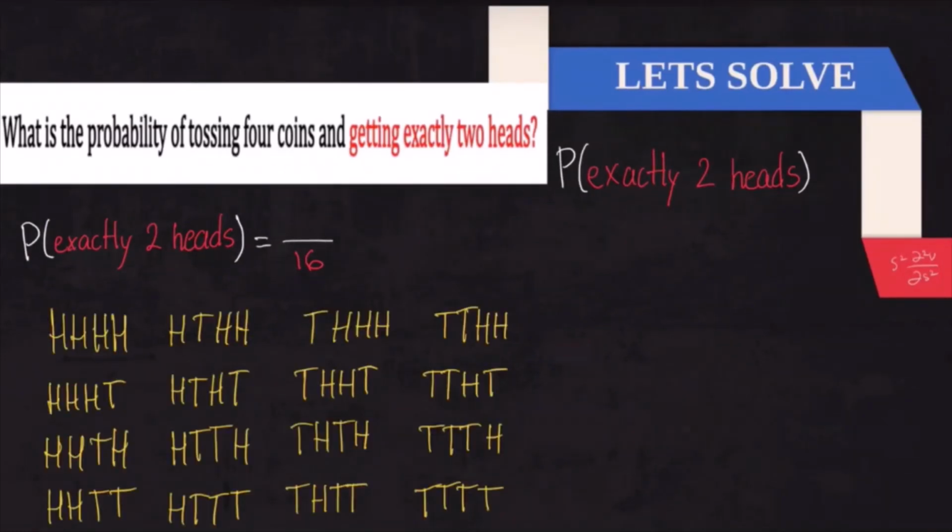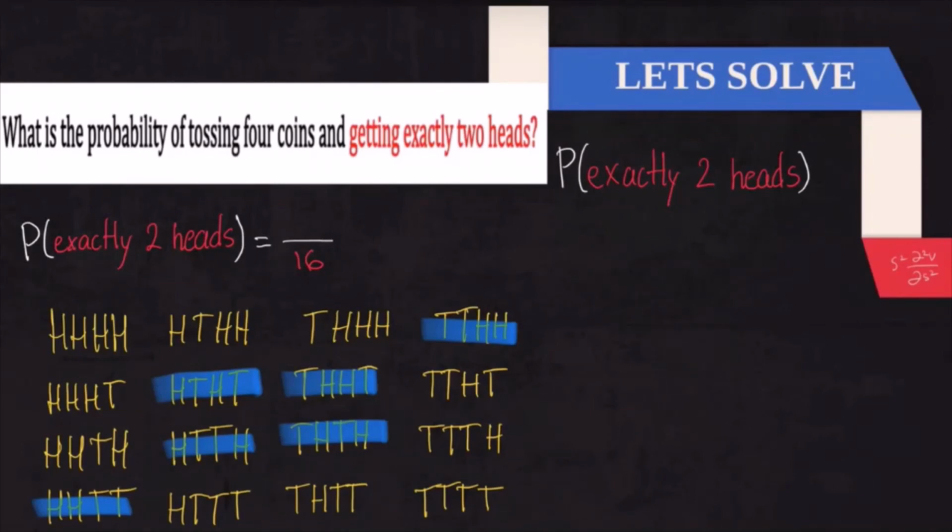To save time, I've drawn all of the 16 equally likely possibilities and how many of these involve 2 heads. Let's find out how many of those involved 2 heads. This one over here has 2 heads. This one over here has also 2 heads. This one has 2 heads. This one has 2 heads. This one has 2 heads. And this one over here has 2 heads.